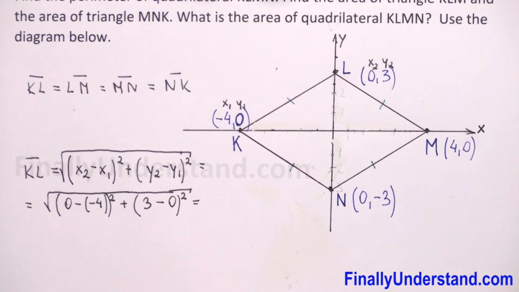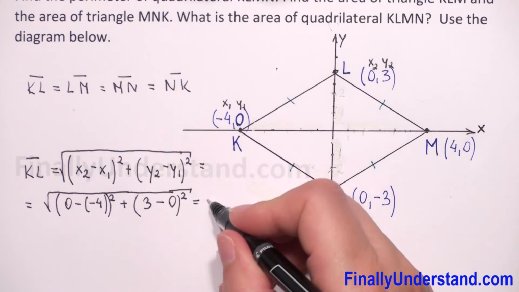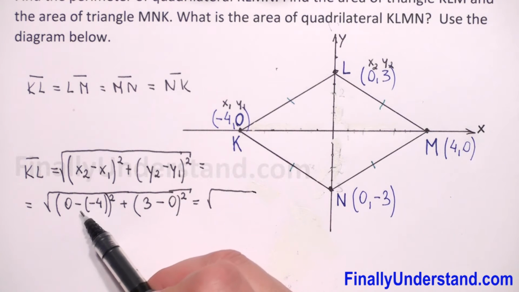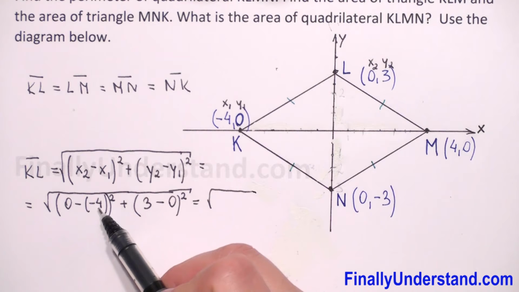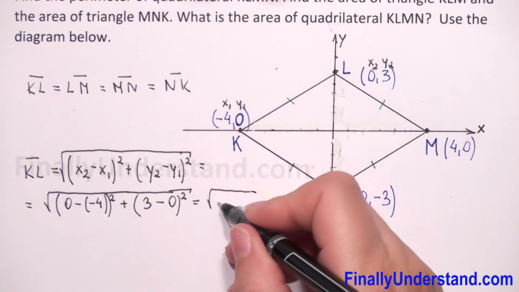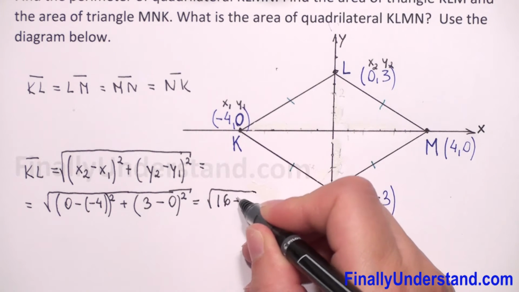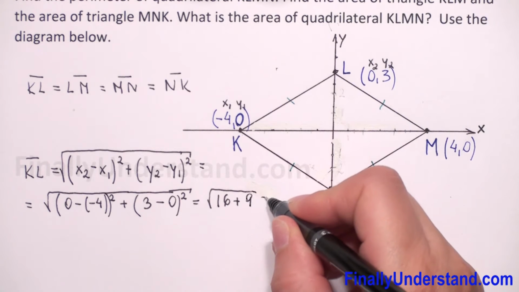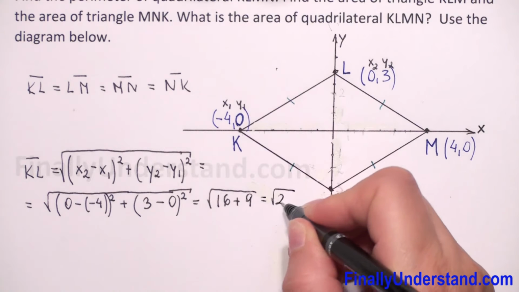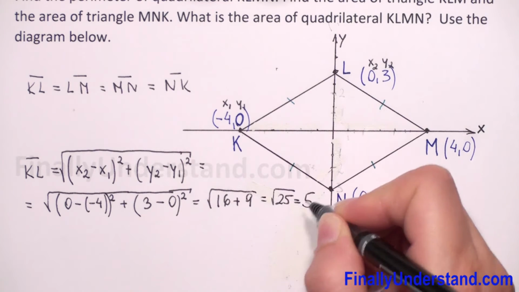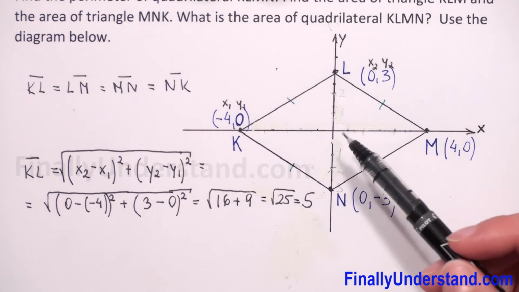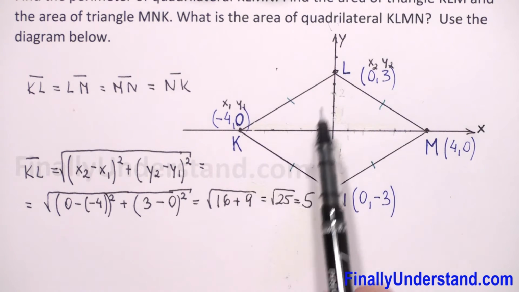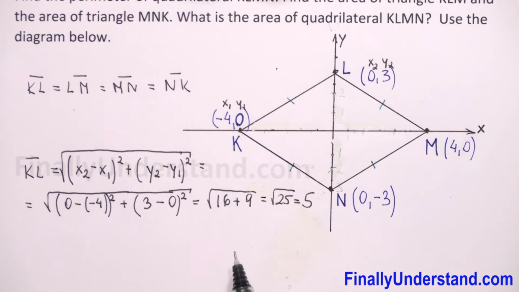So this is equal to the square root of 0 minus negative 4. Negative and negative give me positive. So we have 4 to the second power is 16 plus 3 to the second power is 9. So this is equal to the square root of 25. So this is 5. We have the distance of segment KL, and these segments are the same.